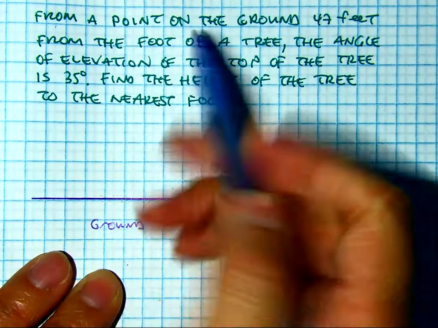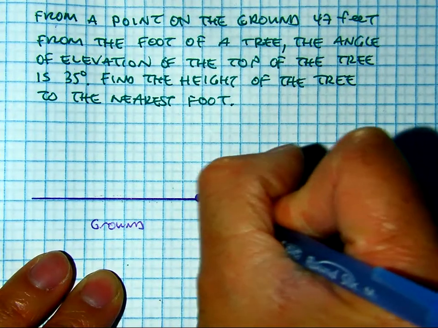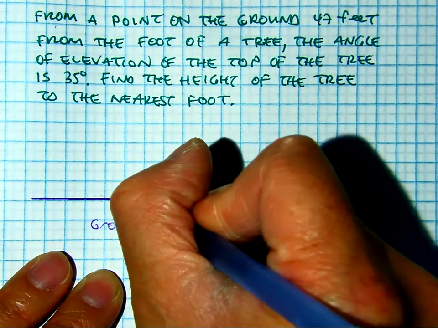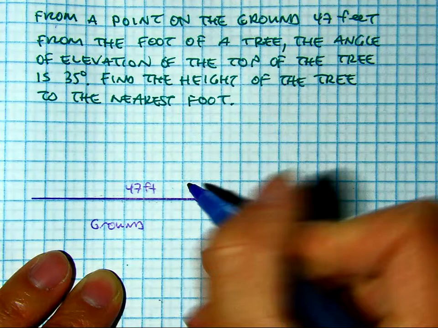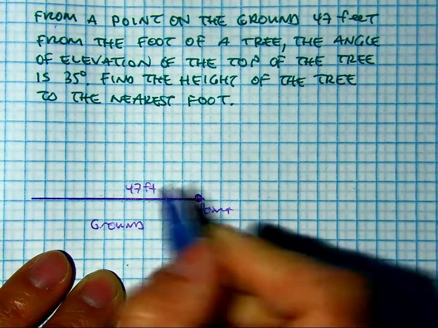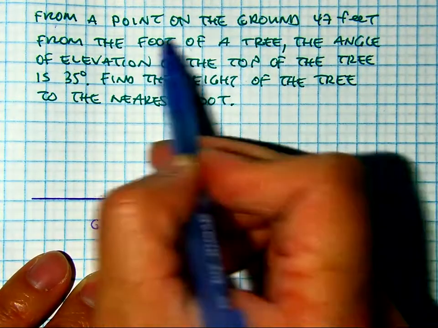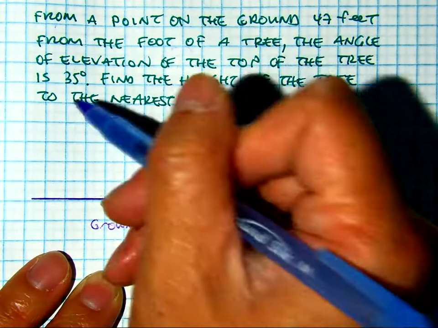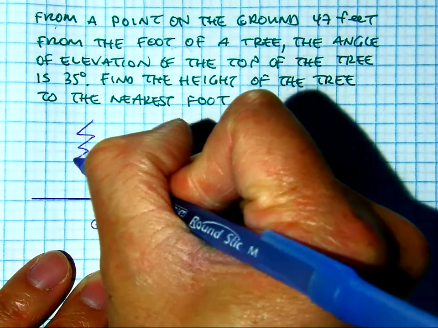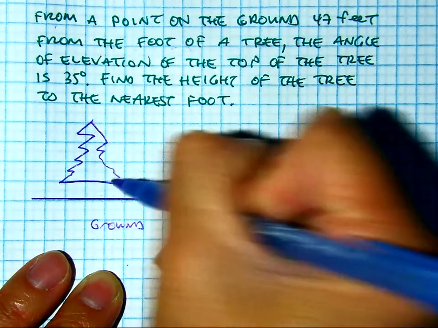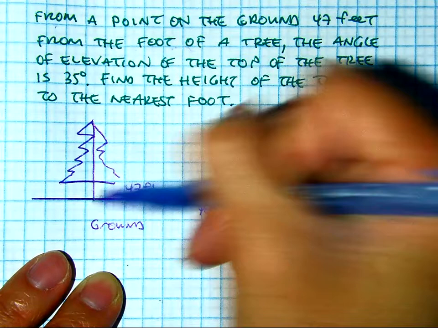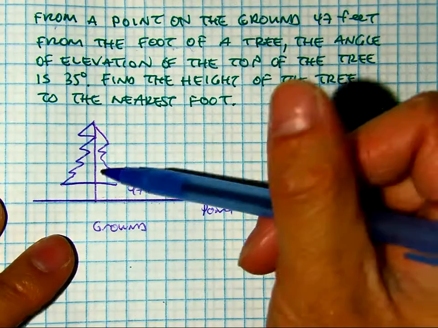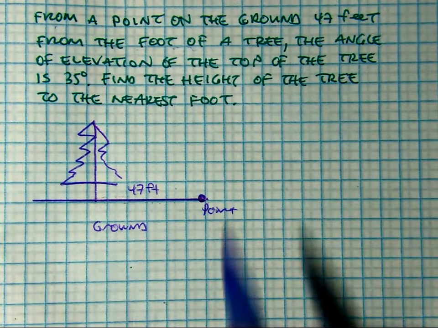From a point on the ground, so this is a point on the ground, that's 47 feet from, so 47 feet, so this is my point, from the foot of a tree, or the base of a tree, the bottom of the tree. So draw a tree. So in some ways you are being graded on your picture. What I mean by that is it's not how nice it looks, it's the accuracy that you're going to be graded on.